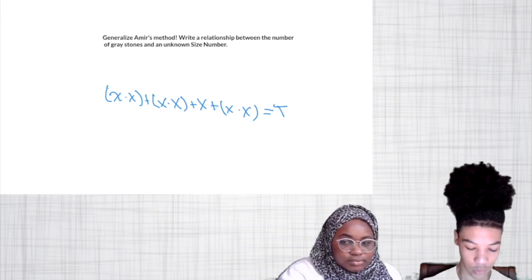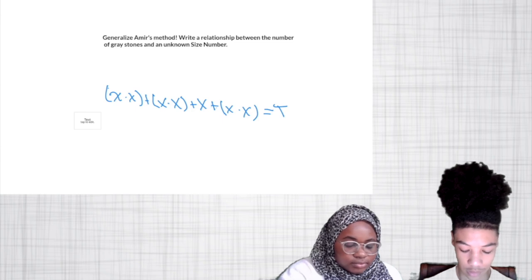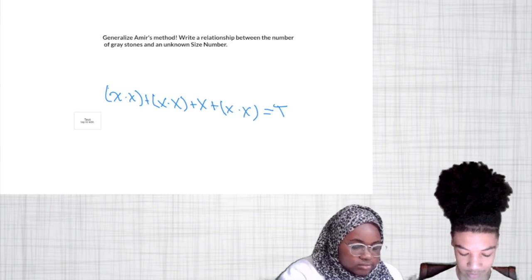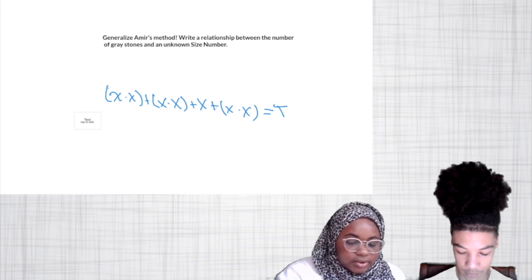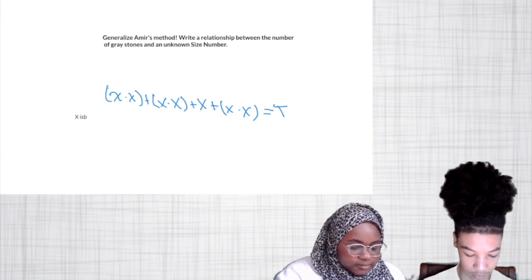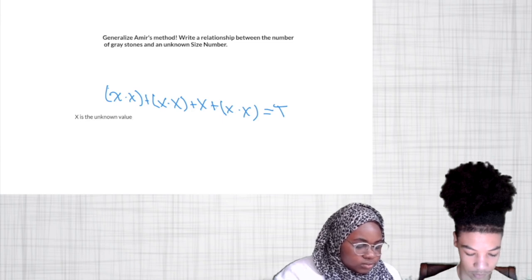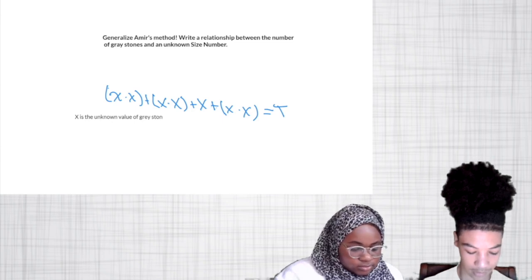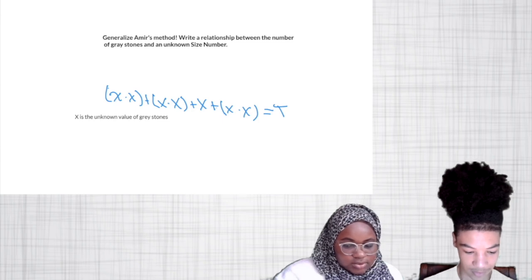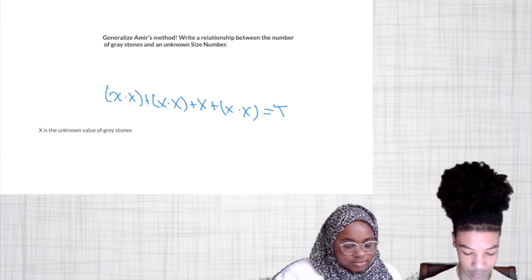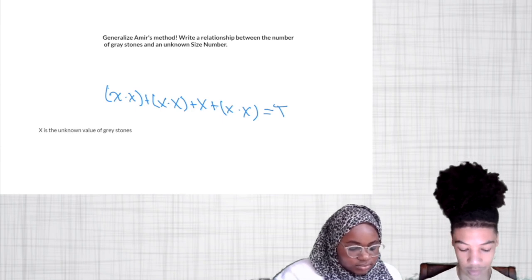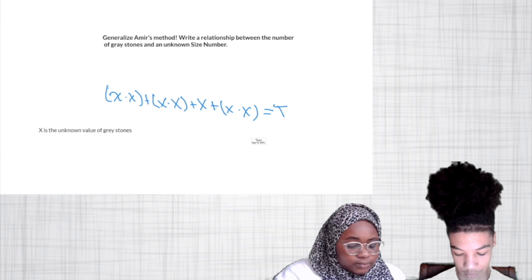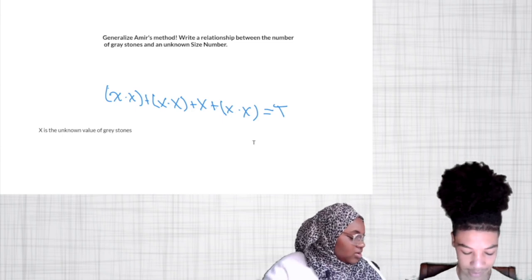So I am going to type out what X means. Do you want to tell me what X means? Okay, X is the unknown value of the gray stones, or the unknown number of gray stones. That sounds great. And T would be the total, you said? Yeah. You want me to write that, or you're already writing it? I got it.